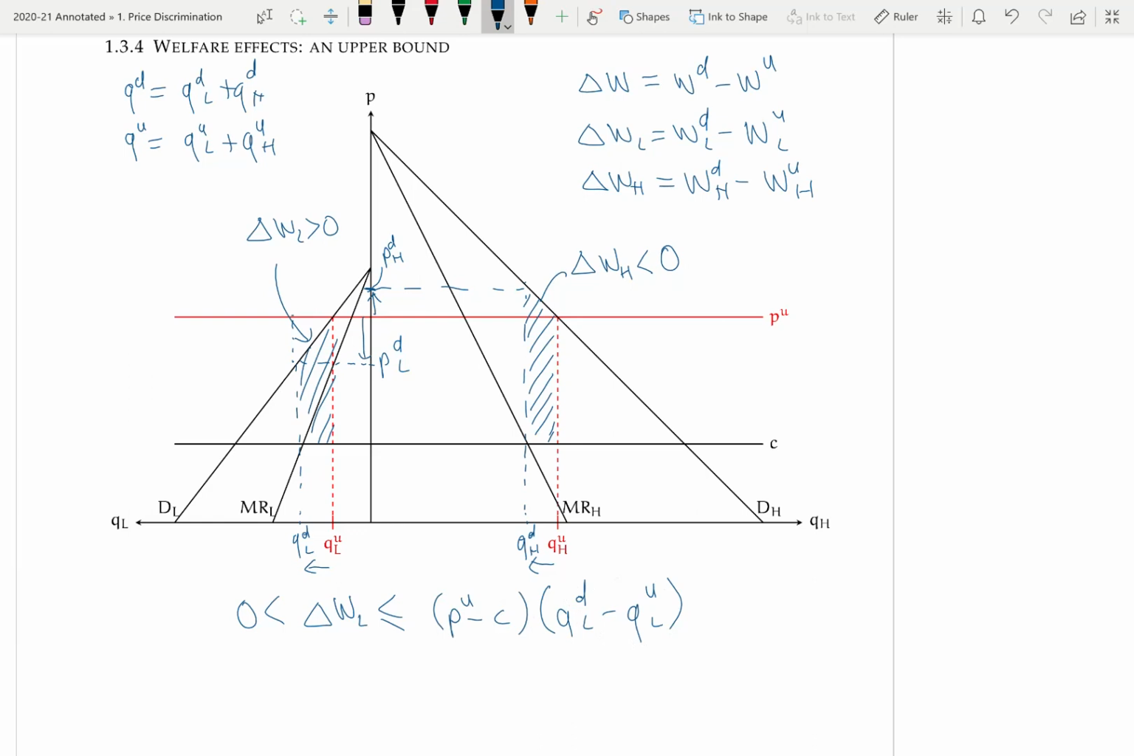We can do a similar thing in market H. So let's write down the change in welfare in market H, and we're going to provide a bound for that as well. One thing to remember first is that the change in welfare in market H is less than 0. So this blue area represents a decrease in welfare. Now we're going to bound this above by a rectangle, and we're going to again use this rectangle with a height equal to the difference between the uniform price and the marginal cost.